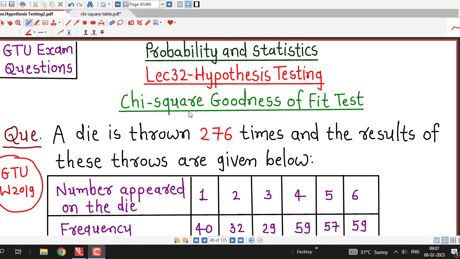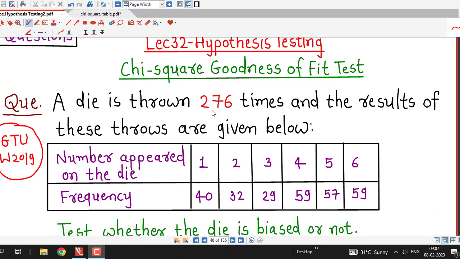In this lecture, we will discuss one question on chi-square goodness of fit test. This question was asked in GTU Winter 2019 exam. The question is, a die is thrown 276 times and the results of these throws are given below.